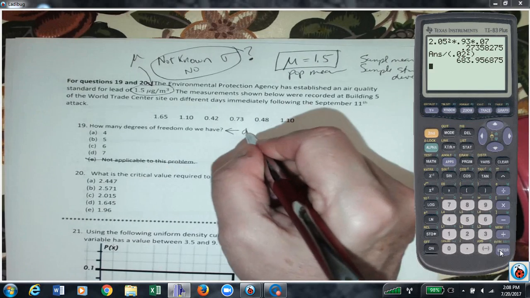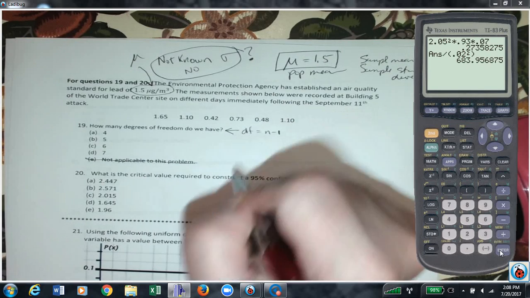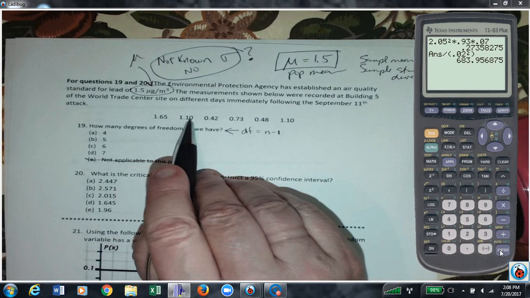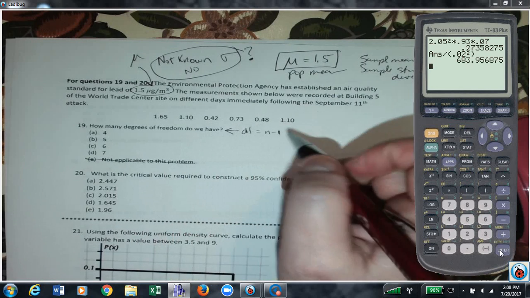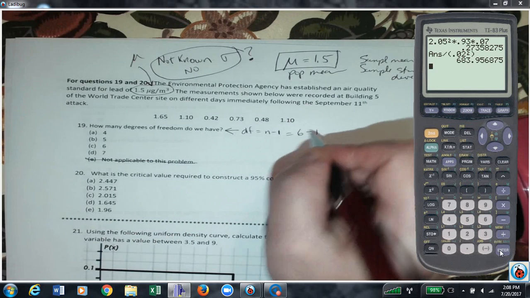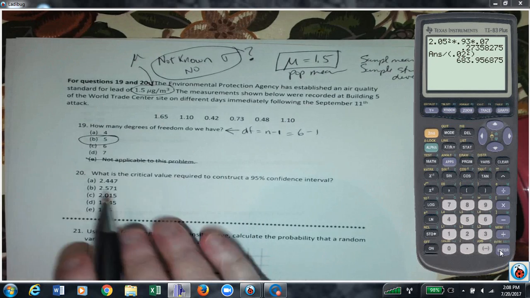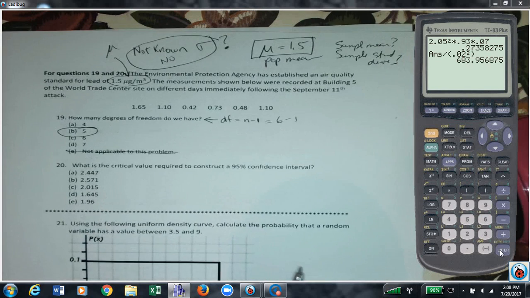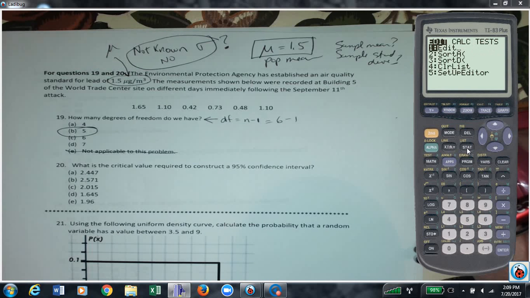So degrees of freedom is n minus 1. How many things were in my sample? 1, 2, 3, 4, 5, 6. N is 6, so D of F is 5. All right. Now, what is the sample mean? And what's the sample standard deviation? Well, I have to put these in a chart list. So let me clear out list 1 and press Stat and go to the editor.